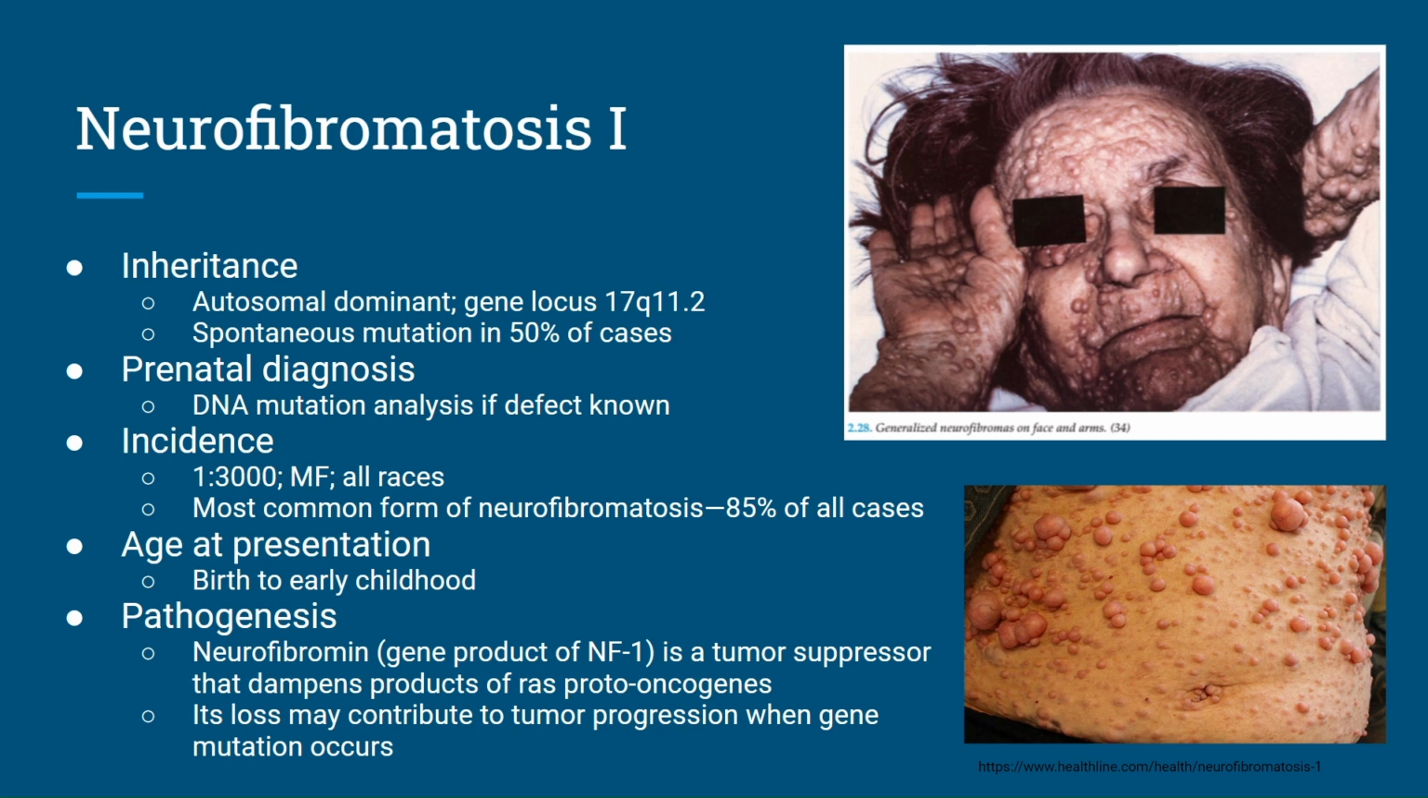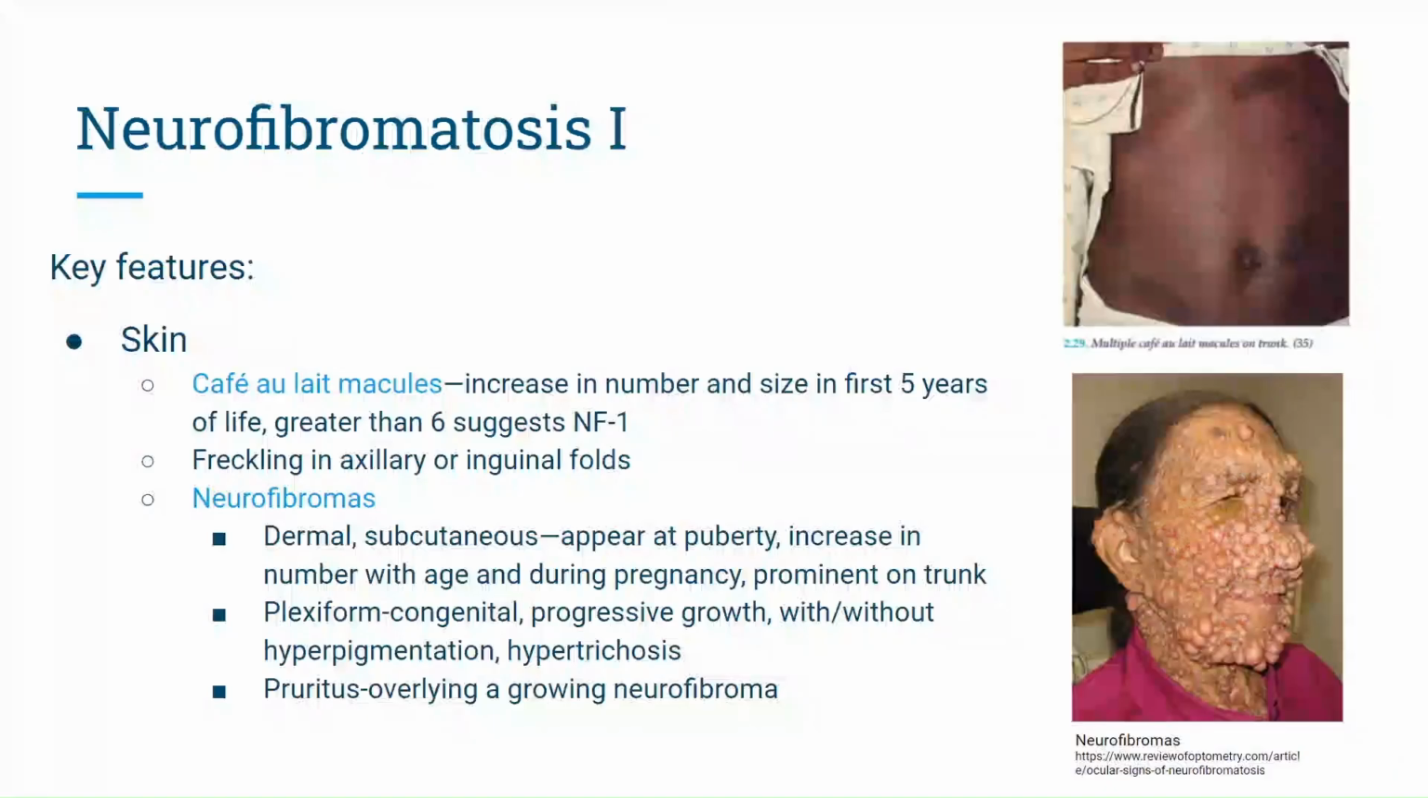The pathogenesis here: you have neurofibromin, which is the gene product of NF1, and that is a tumor suppressor gene. It usually dampens products of the RAS proto-oncogenes downstream so that you don't have overproliferation. Therefore, a mutation in neurofibromin protein has unchecked RAS. So therefore, its loss will contribute to tumor progression.